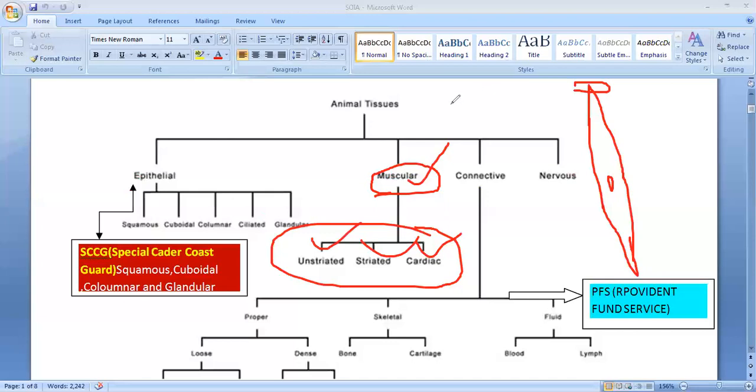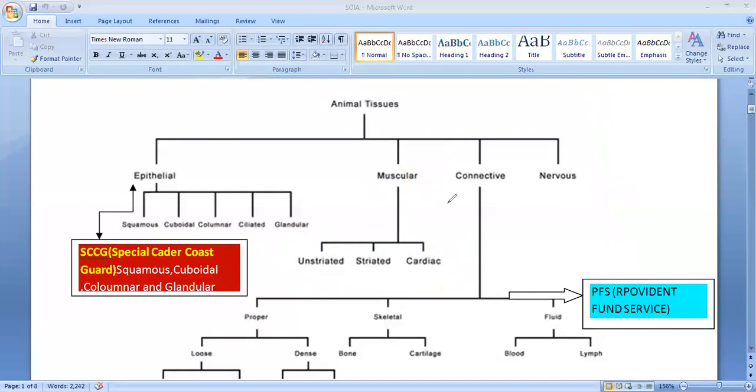So this I have given about the unstriated. That means you can say unstriated smooth muscle cells. Why am I saying unstriated? No striations are found. Uninucleate, this is the uninucleate. Clear?